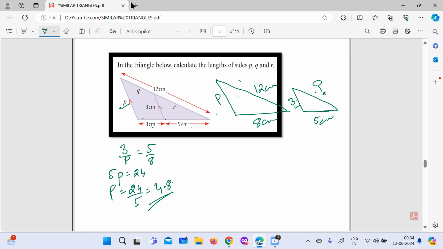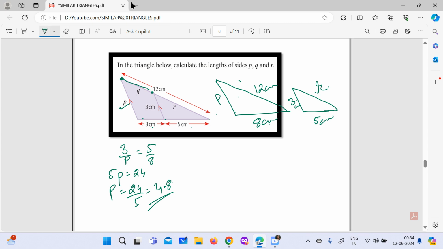I hope this is easy to understand. Okay, now, I will not go in order. Here we need to calculate Q also. But I think if I calculate R, it is easier to calculate Q. So, to calculate this length R, I should mark this as R, not a question mark.